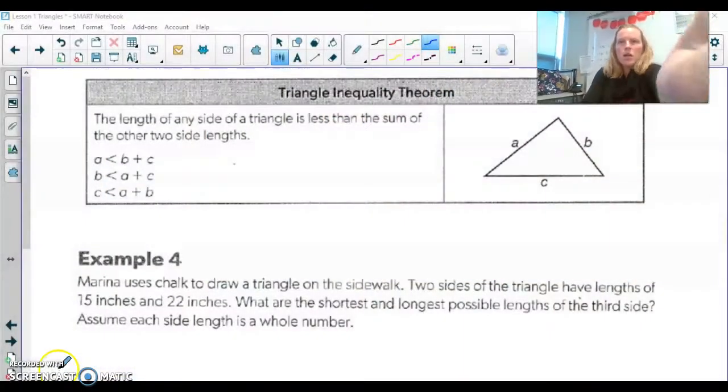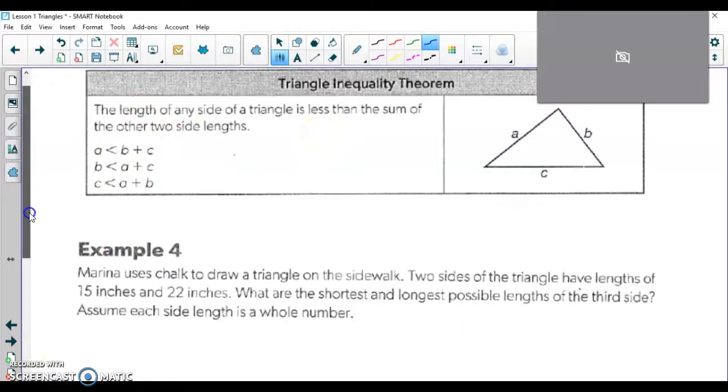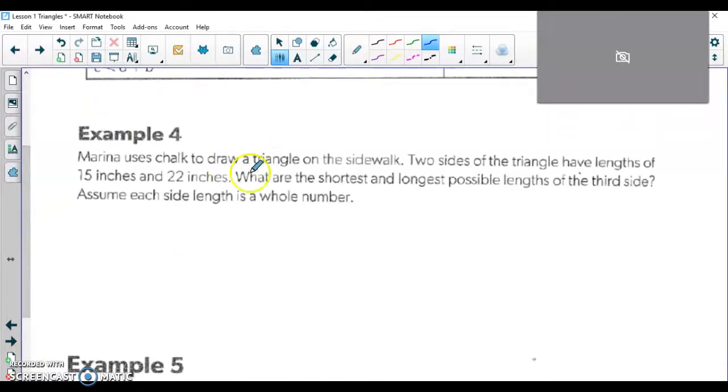Okay, so a couple examples in your notes packet are going to go through and explain how to actually calculate some of these. Looking at the first example, Marina has chalk to draw on a sidewalk. 2 sides of the triangle are 15 and 22 inches. What are the shortest and longest possible for the third side? And we're going to use whole numbers.